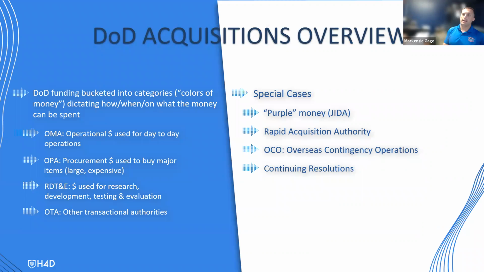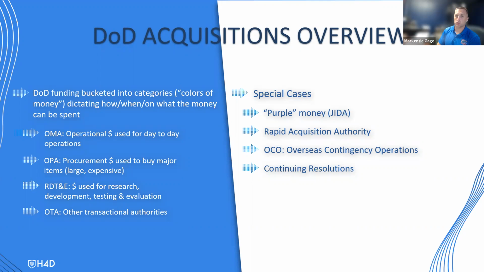So the DoD has different buckets of money. We call them colors of money. So we have operational money that's used for day-to-day expenses. That's how we buy paper clips. It's how we buy paper, anything that I'm using in my day-to-day job is being spent by operational money, travel, things like that. Then we have procurement money that's used over the course of multiple years to buy our big expensive items, the things that cost hundreds of thousands of dollars, tanks, planes, etc.